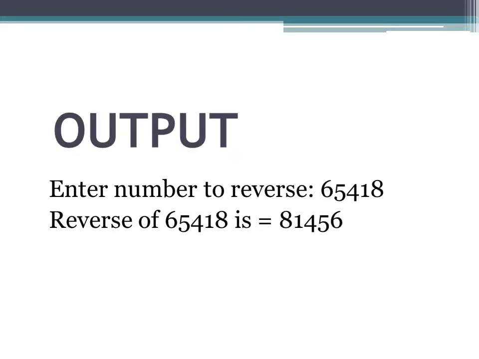Here we go. The output is 65418, and the reversed number which we get from it is 81456. And these three are the types of programs which we use to reverse a number. It is just one question, but we can use different elements or different methods to get the solution from the program.